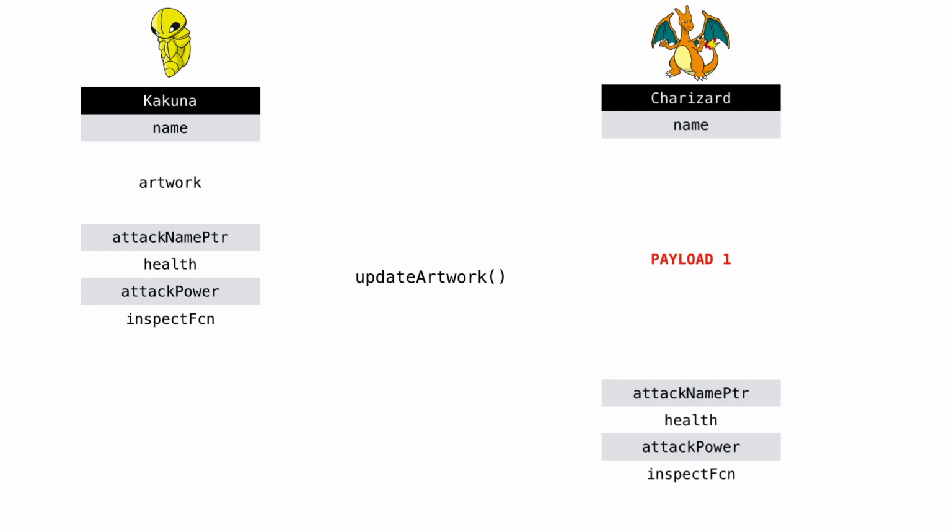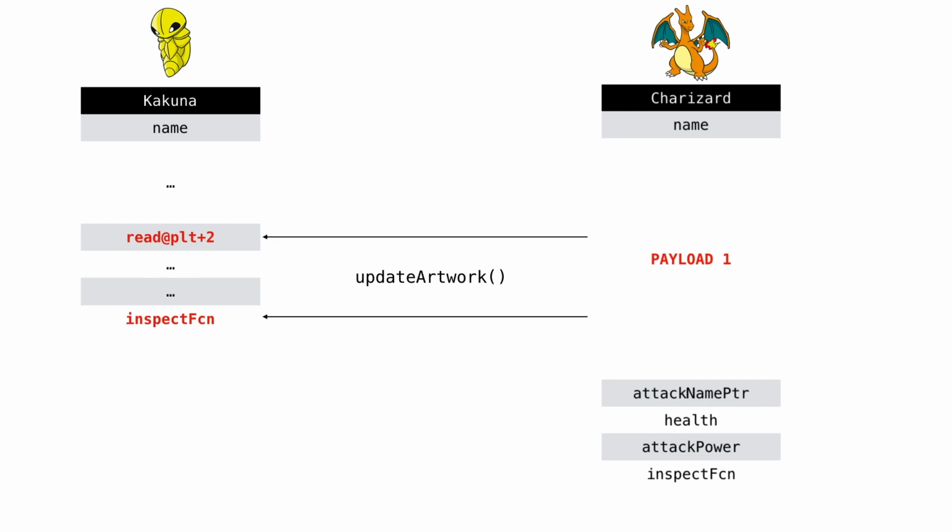So our first payload will corrupt the attack name pointer with the address of read inside the PLT plus 2. At this address we're gonna find the address of read inside the GOT, and at this address we're gonna find the real address of read inside the libc. We need this trick that I stole from another write-up for this challenge to manage the fact that our pointer will be dereferenced first time before being passed to the printf function.